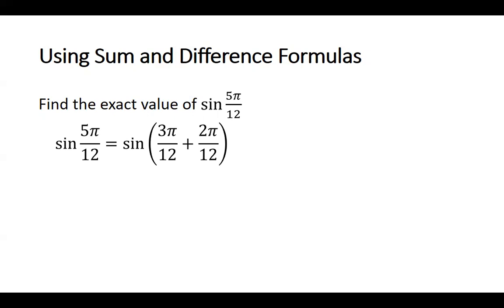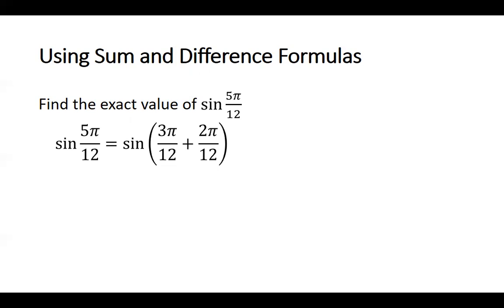So the sine of 5 pi over 12 is equal to the sine of 3 pi over 12 plus 2 pi over 12. You may look at this and think, I don't remember those, but 3 pi over 12 is pi over 4, or 45 degrees. 2 pi over 12 is pi over 6, or 30 degrees. So we have the sine of 45 plus 30 degrees. So we must be looking at the sine of 75 degrees.